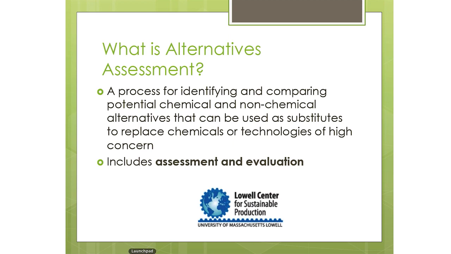So that's the definition. The other piece that I'd like to emphasize about the definition is that the process includes two phases and can be considered a continuous improvement process. It includes the phase of assessment, which is identifying and comparing those potential alternatives for a chemical or technology of concern, and then evaluating, which includes the whole decision-making and trade-off analysis. So there are two aspects to this process.